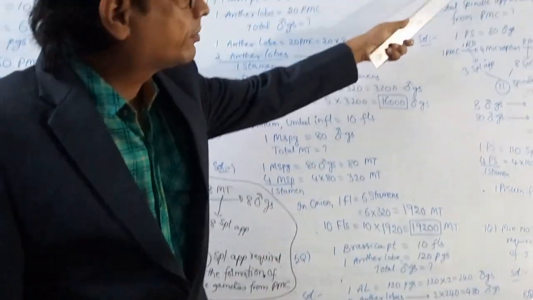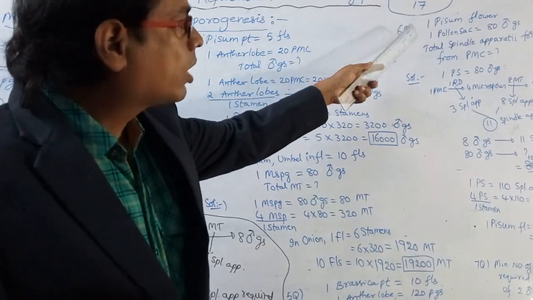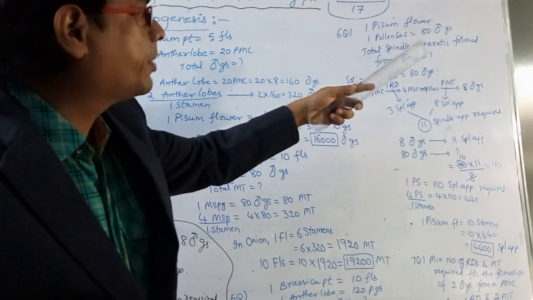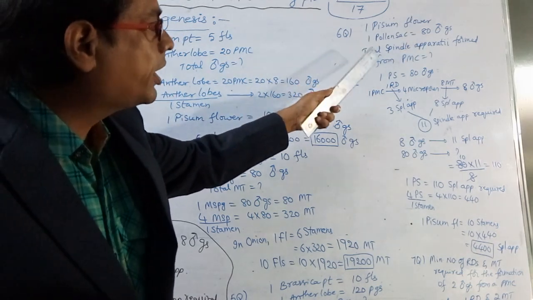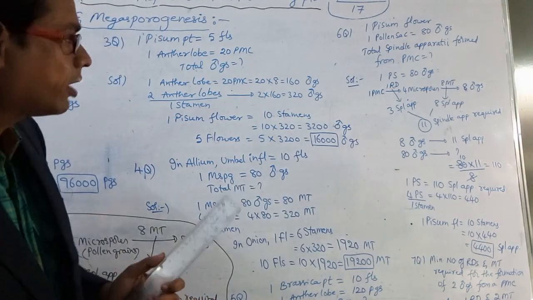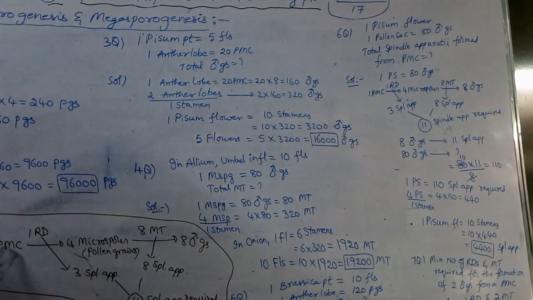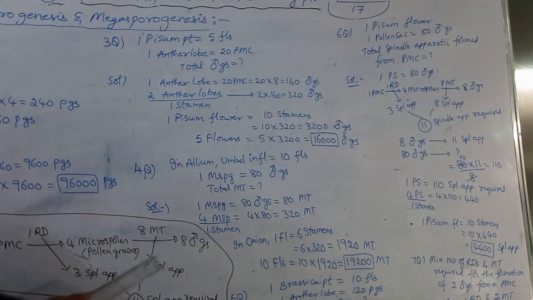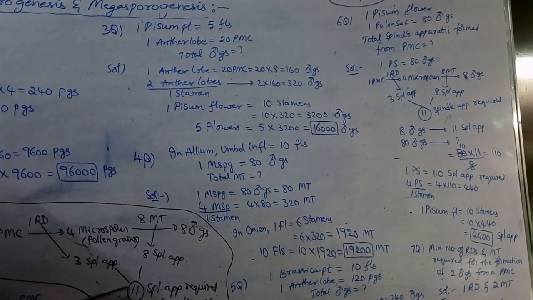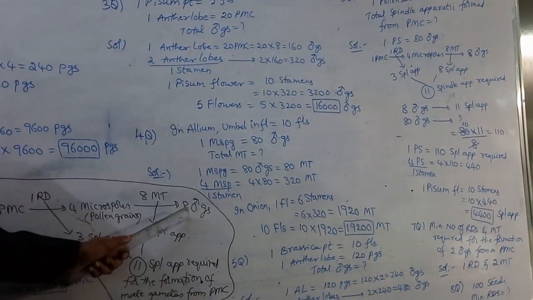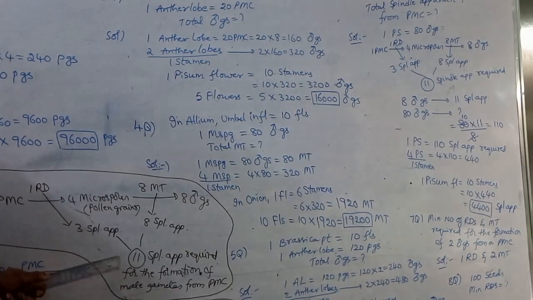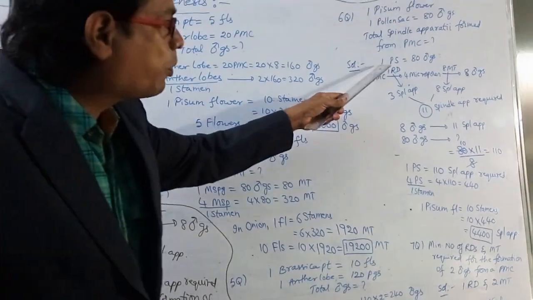One Pisum flower, one pollen sac or microsporangium is having 80 male gametes. Total spindle apparati formed from pollen mother cell. What they are asking? Pollen mother cell, male gametes. How many spindle apparati are required? 11, isn't it? For the formation of 8 male gametes from PMC, how many spindle apparati are required? 11.